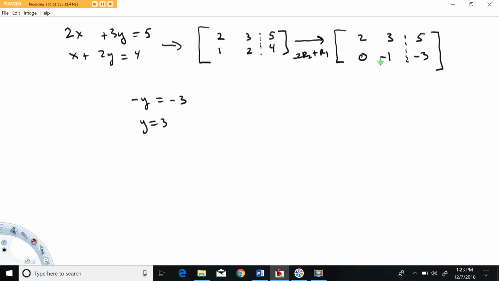We're going to take our value of 3 and back substitute into this equation, which now reads 2 times x plus 3 times y is equal to 15. So 2 times x plus 9 is equal to 15. So 2x is equal to, let's see, 15 minus 9, 6. And x is equal to 3.